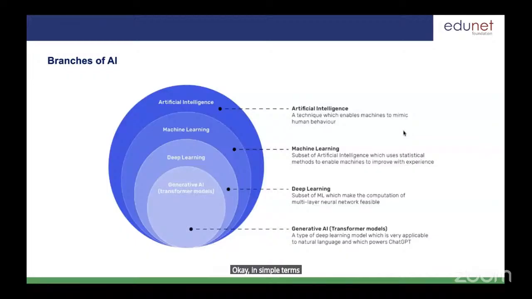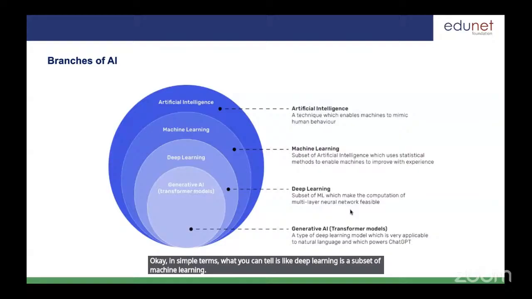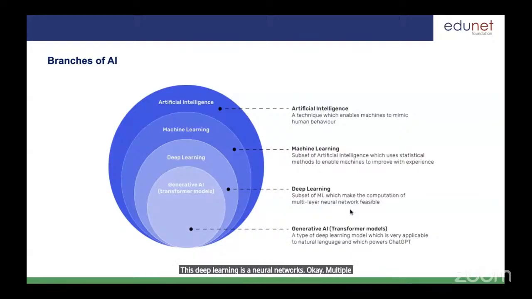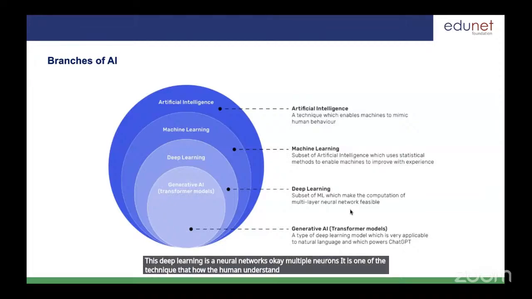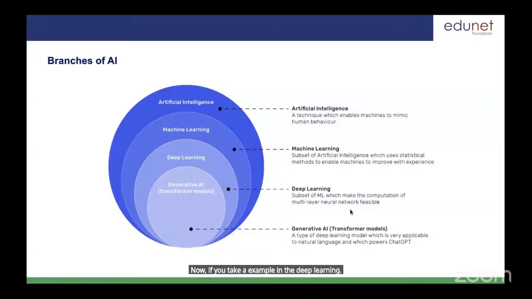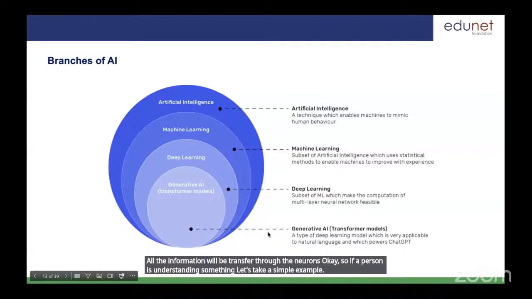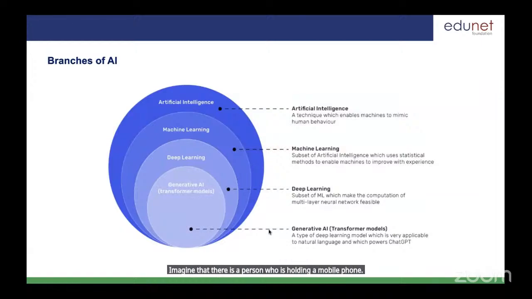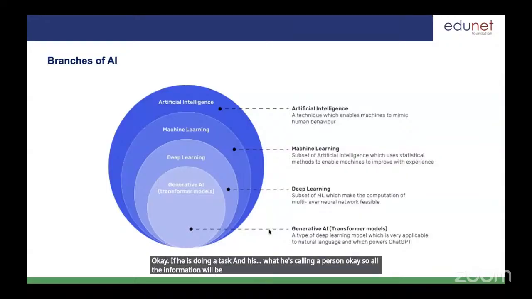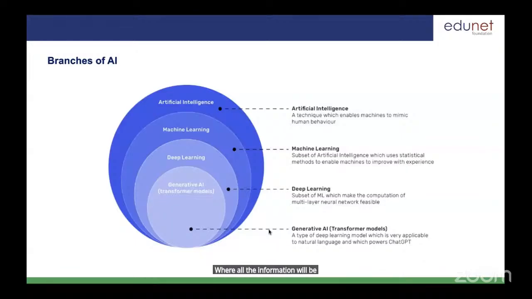In simple terms, deep learning is a subset of machine learning. This deep learning is built on neural networks, with multiple neurons. It is one of the techniques for how humans understand things. The same way, the researchers implemented something called neural networks. Now, if you take an example in deep learning, all the information will be transferred through the neurons. So if a person is understanding something, let's take a simple example. Imagine there is a person who is holding a mobile phone, and he is doing a task, calling a person. All the information will be passed through the neurons to the brain, right? Similarly, the researchers have invented neural networks, where all the information will be passed through the neurons.